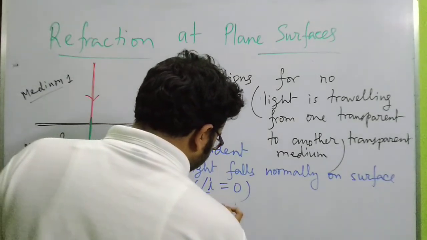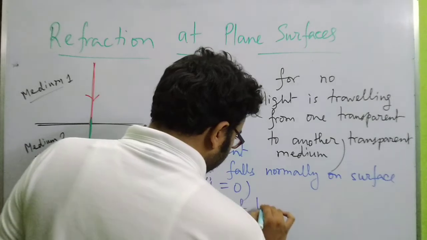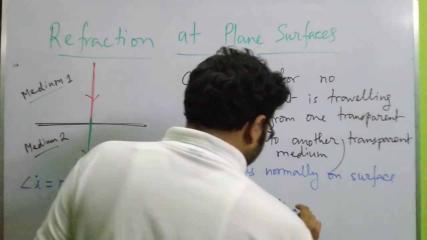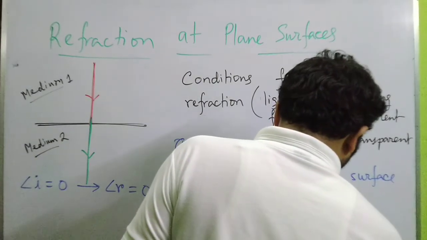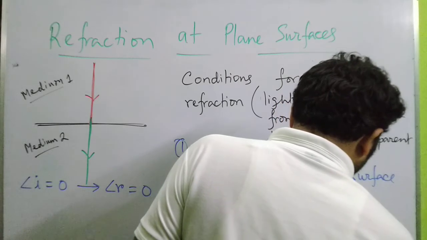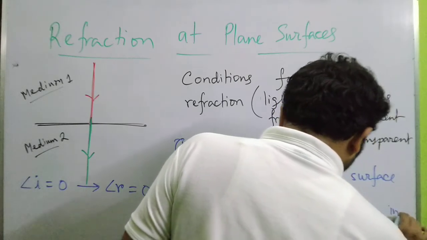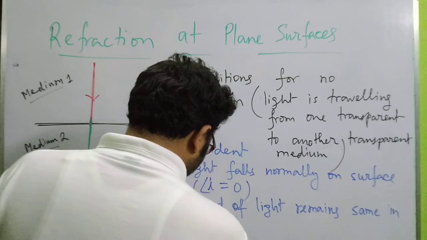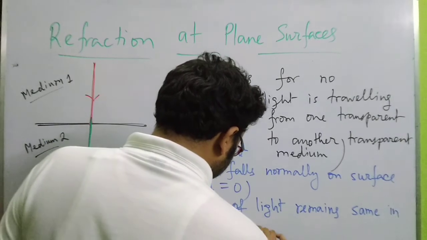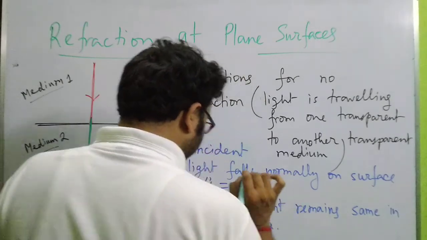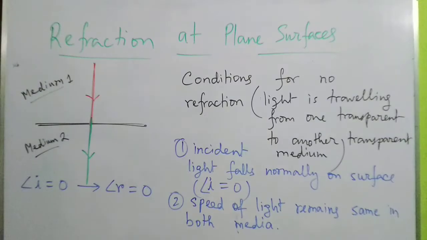So the speed of light remains the same in both the media. Media is the plural form of medium. So these are the two conditions when no refraction will take place. These are the basic concepts of refraction.